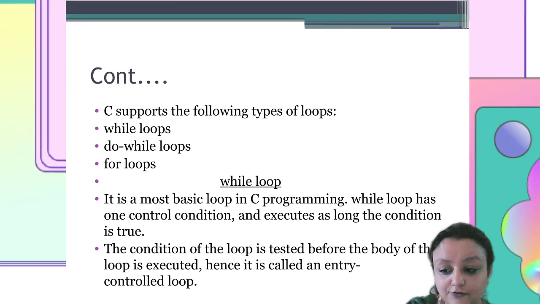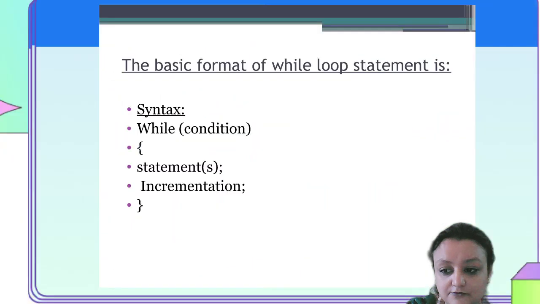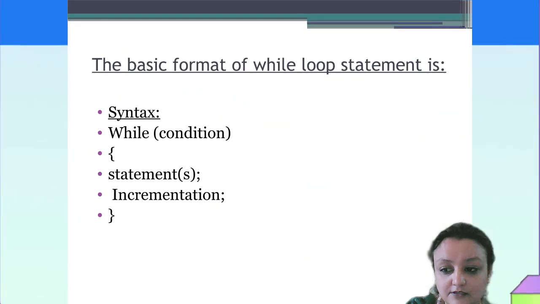Fine. So next we come to do while loop. First of all, the syntax of while loop. The basic format of while loop statement is: while condition, curly braces open, statement, whatever you want to write inside it, incrementation, which would be i plus plus or i plus 2 or whatever value you want to give, and then curly braces close. So this is the basic syntax of while loop.